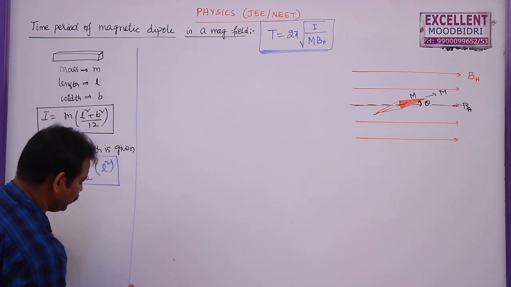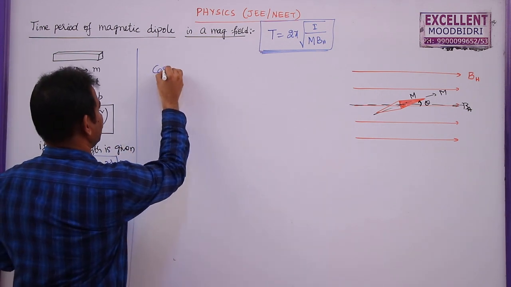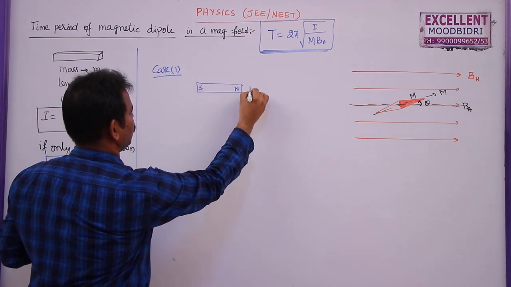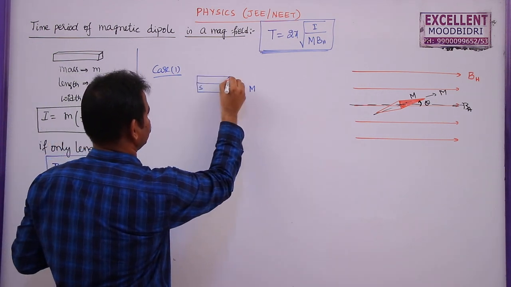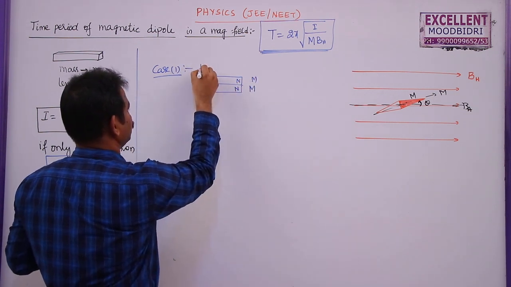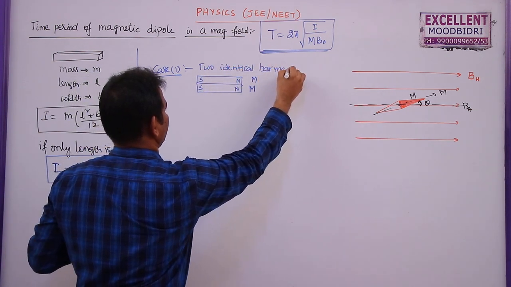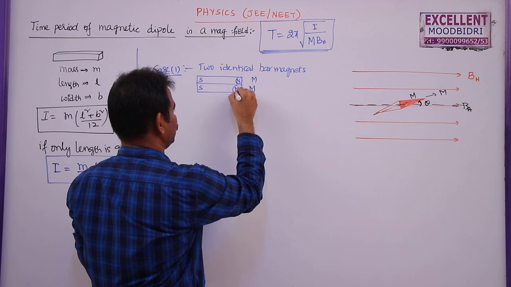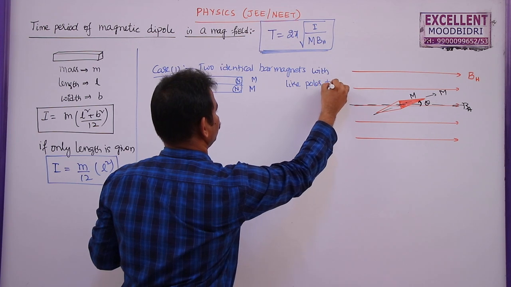Now, what happens if two bar magnets are placed one over the other? So first case 1, this is the first bar magnet, south pole and north pole, magnetic moment is m. Another identical bar magnet is placed on this one, south pole and north pole, m. So case one is two identical bar magnets placed one over the other with like poles together.